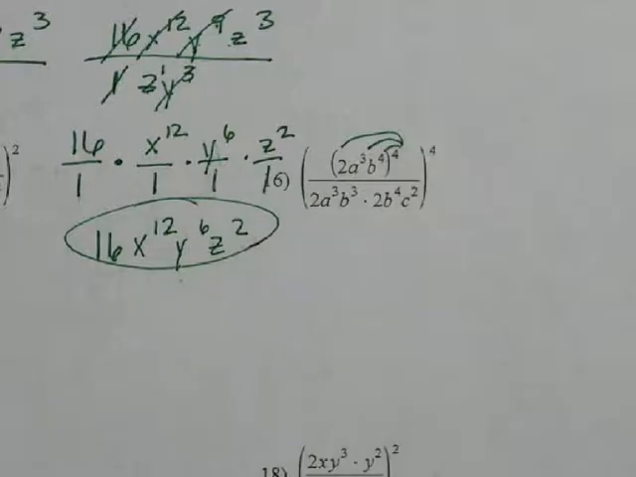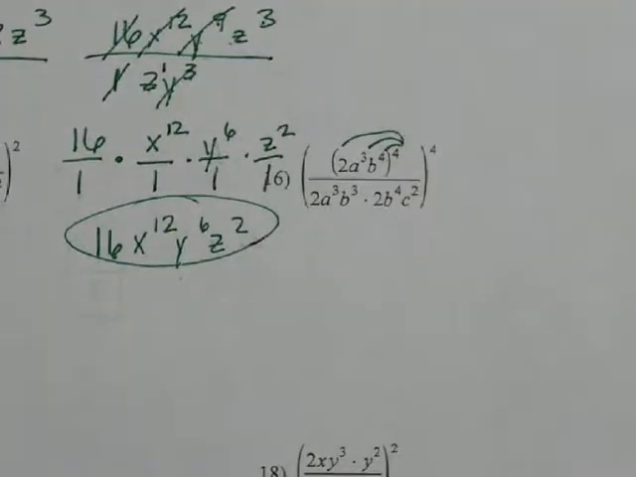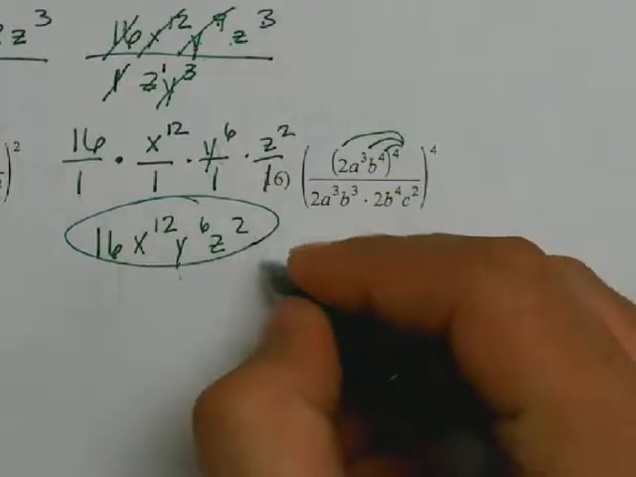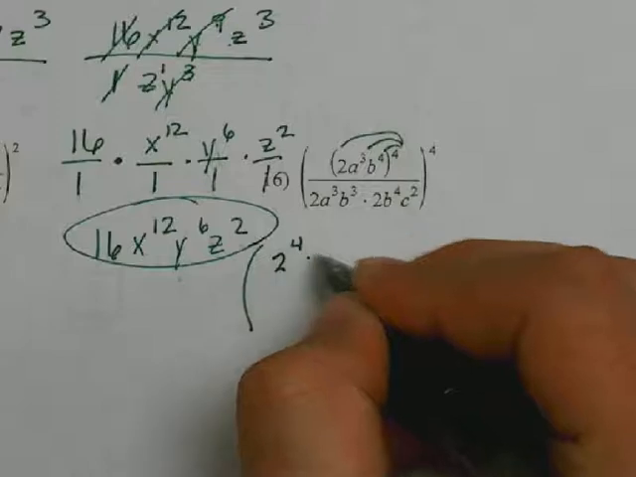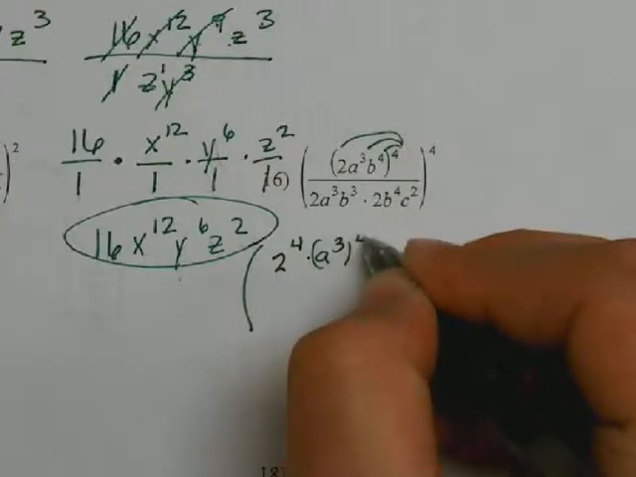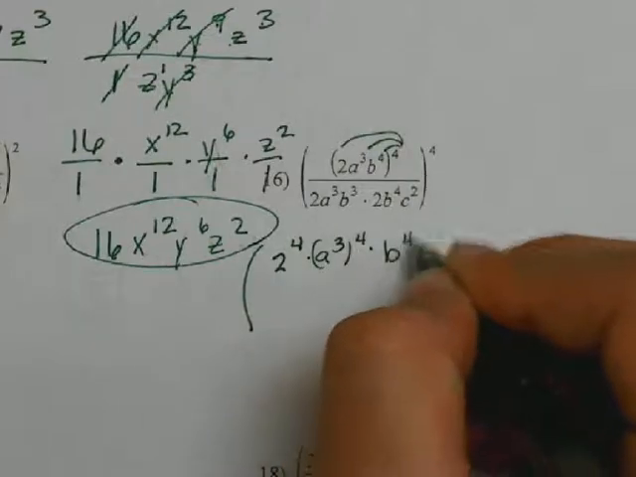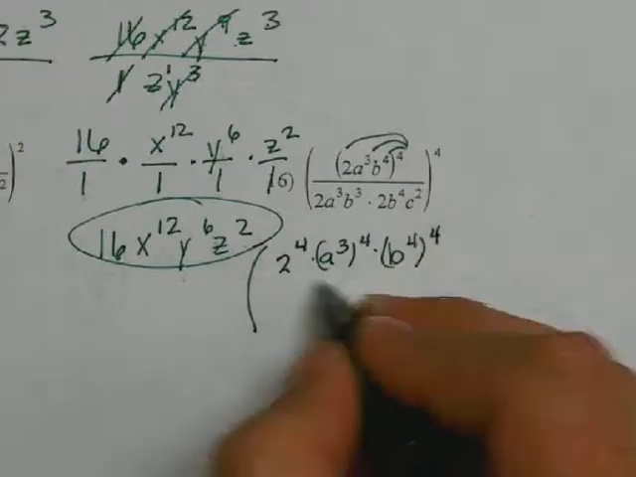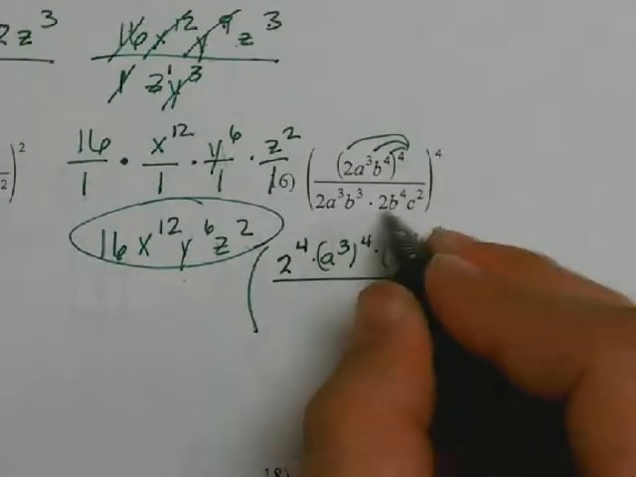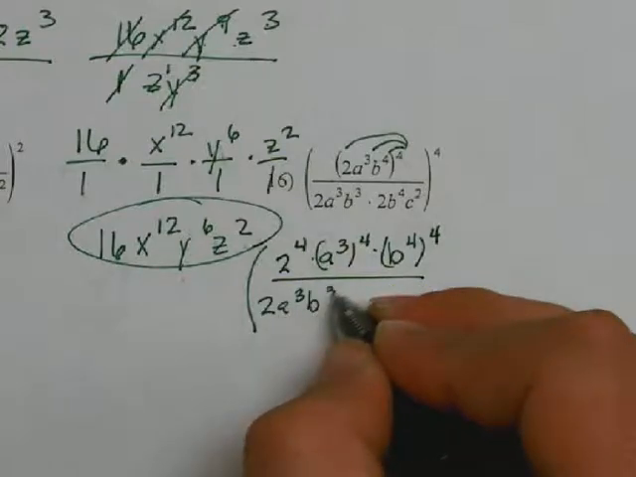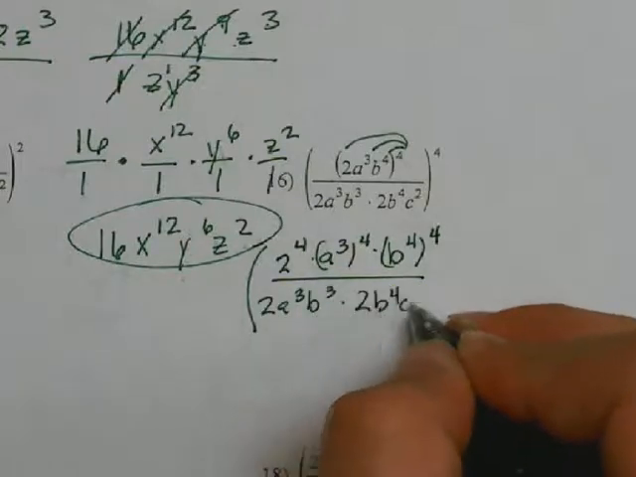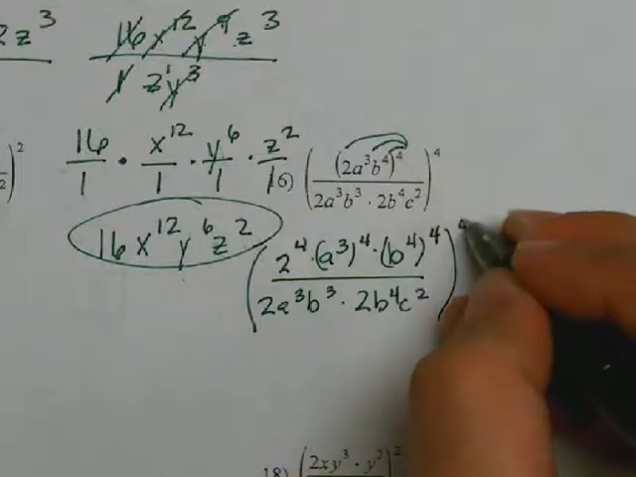Again, I know I'm talking pretty fast, but hey, hit pause at any time, try to go back. So I have the quantity of 2 to the 4th power times a cubed to the 4th power times b to the 4th to the 4th power. And that's all over whatever's in the denominator. The denominator's not changing yet, so we say 2a cubed b cubed times 2b to the 4th c squared, and all of that's going to be to the 4th power.